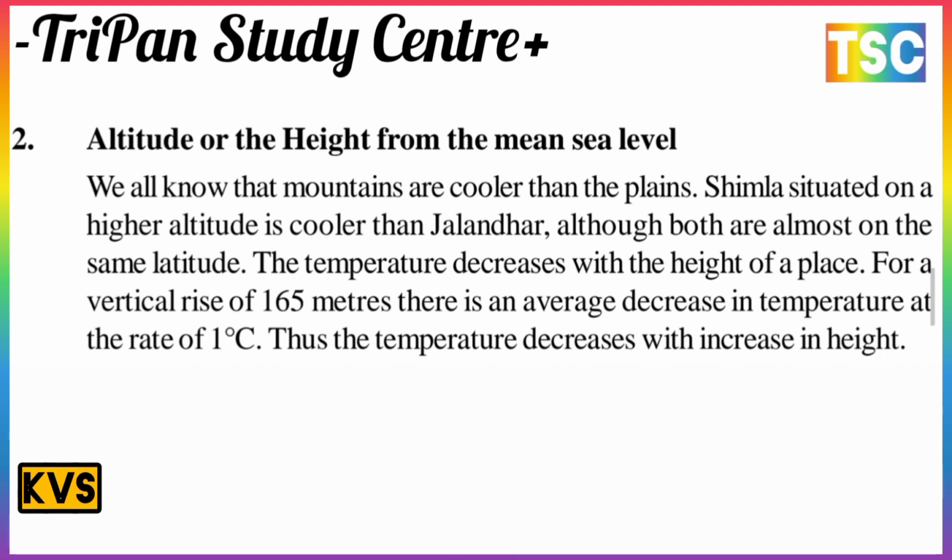The second point is also important here: altitude, the height above mean sea level. We all know that mountains are cooler than plains. Shimla, situated at a higher altitude, is cooler than Jalandhar, though both are at almost the same latitude. The temperature decreases with the height of a place. For a vertical rise of 165 meters, there is on average a decrease in temperature at the rate of 1 degree Celsius. Thus, the temperature decreases with increasing height.